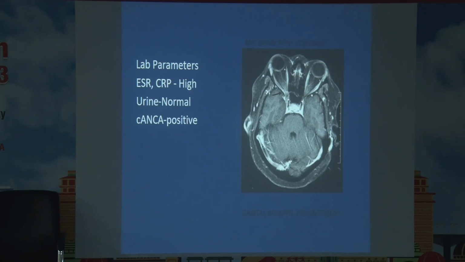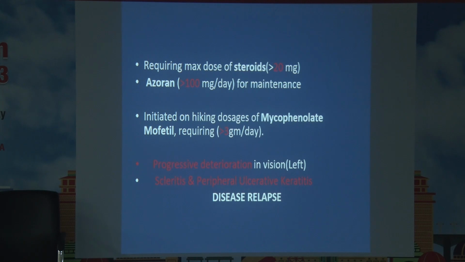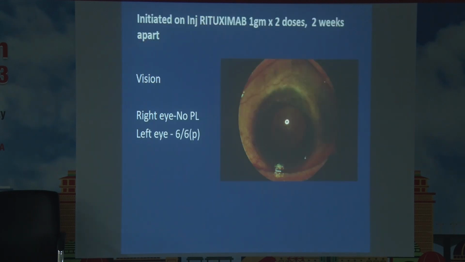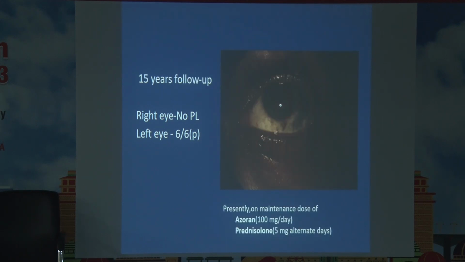Because she lost one eye, we had to admit the patient. Despite the best treatment by the rheumatologist in the initial period, she was on maintenance steroids of 20 milligram a day, Azoran more than 100 milligram, and mycophenolate more than 3 grams a day. Still the patient was not responding to treatment. The disease process was continuing, so we had to use a biological agent. We used rituximab, and after 3 doses, the eye just quietened down.